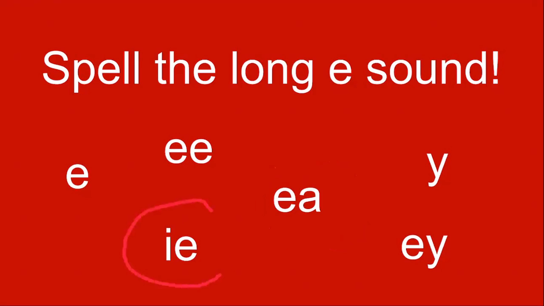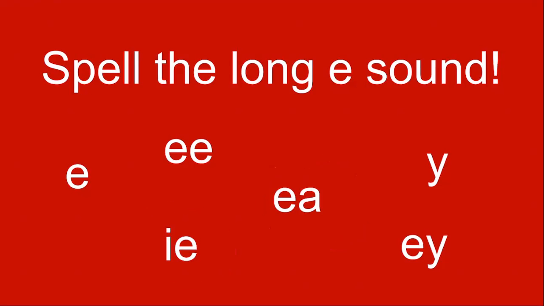We use this one to spell E occasionally. It doesn't happen very often. It happens in words like piece, like a piece of pie, or this week we've got chief and thief. But the IE is a less common way to spell E, and it can happen both at the end of a word or in the middle of a syllable.